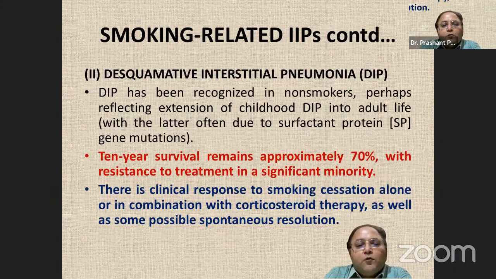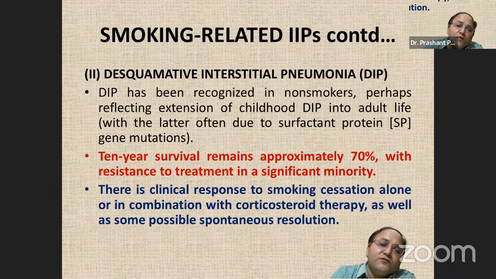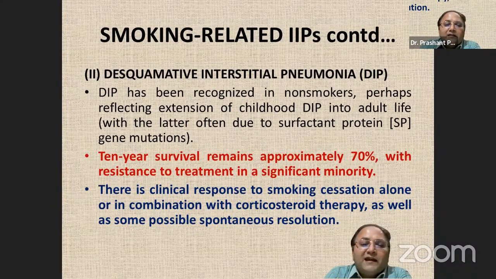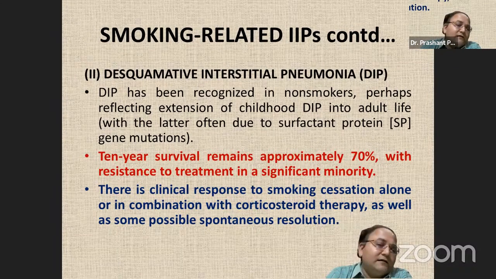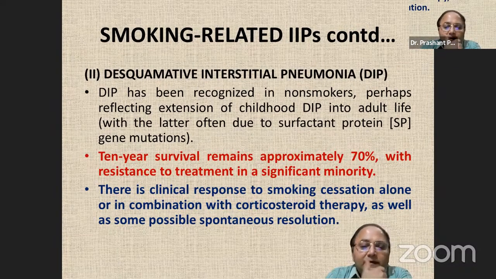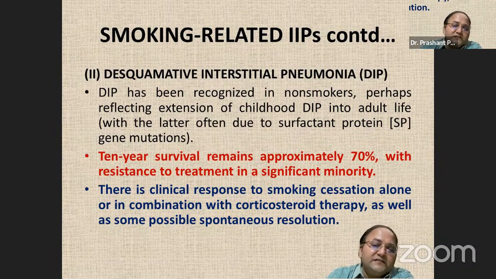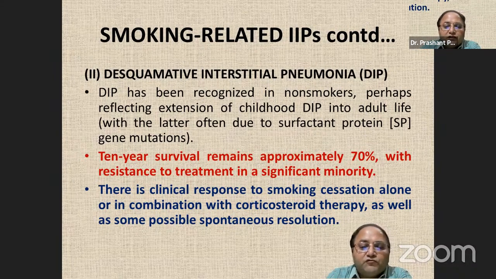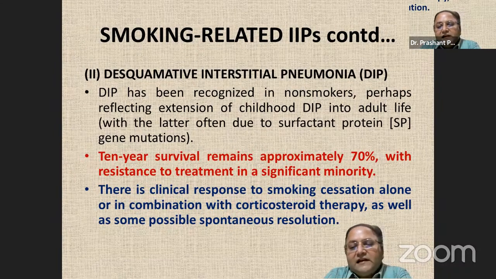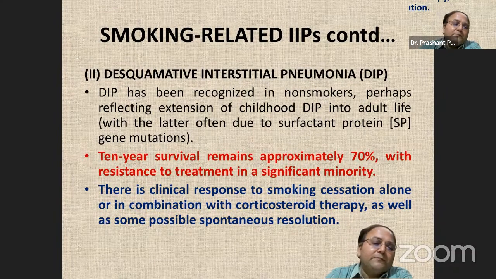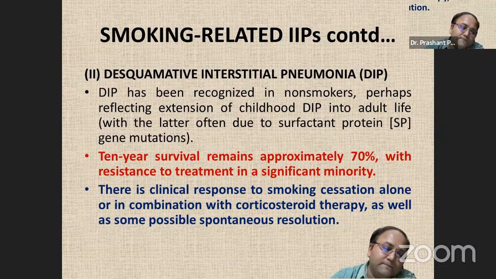Desquamative interstitial pneumonia has been recognized in non-smokers also, perhaps reflecting extension of childhood DIP into adult life. Ten-year survival remains approximately 70%, with resistance to treatment in a significant minority. There is clinical response to smoking cessation alone or in combination with corticosteroid therapy, as well as some possible spontaneous resolution.